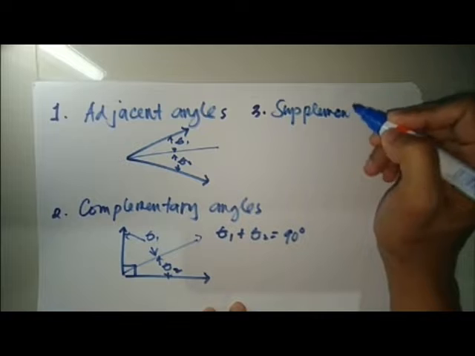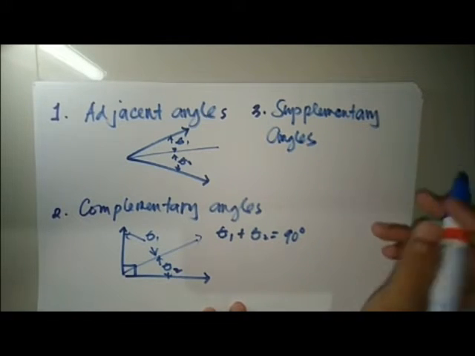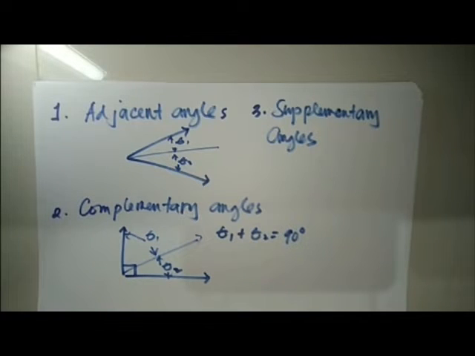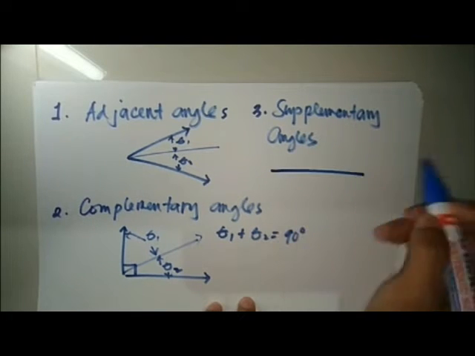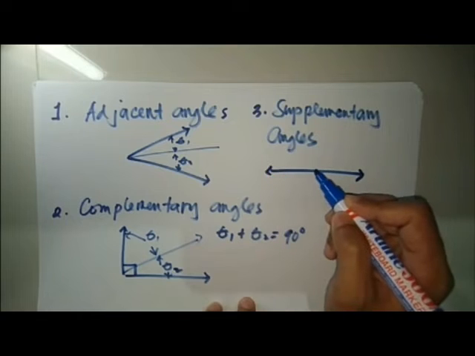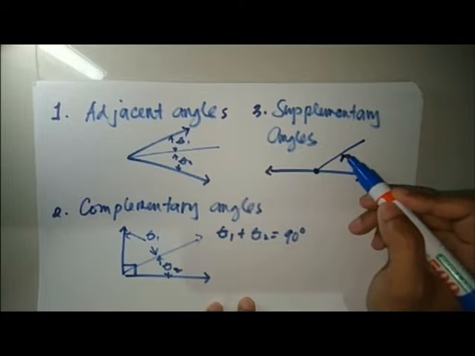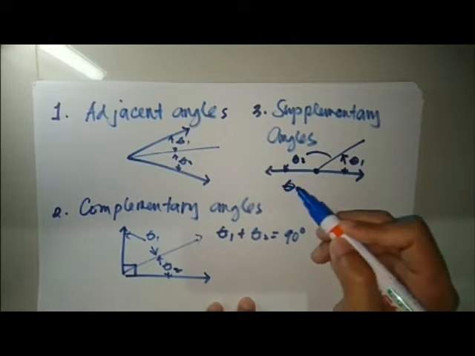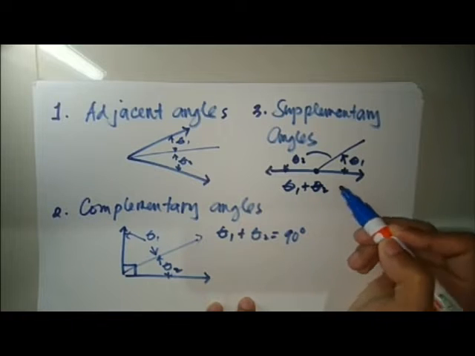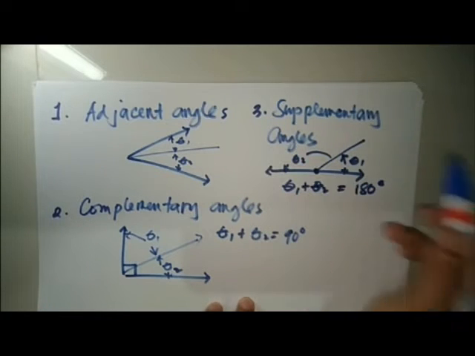Third, supplementary angles. Two angles are supplementary if their sum is a straight angle, or 180 degrees. Let's say theta sub 1 and theta sub 2. If the sum of theta sub 2 and theta sub 1 is 180 degrees, therefore they are supplementary.